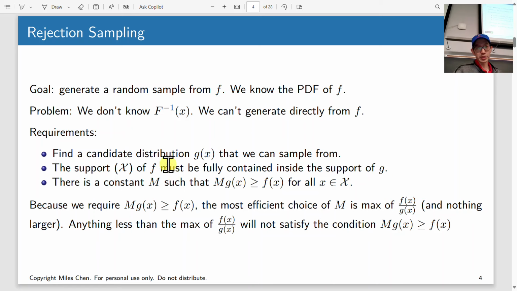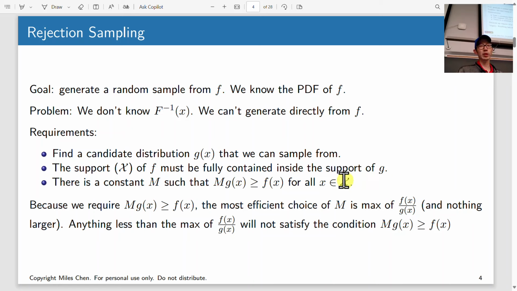Anyway, this is what we need. We have a distribution G that we are able to sample from. The support of F has to be fully contained within the support of G. And the other thing is there has to be some constant M, a constant that is less than infinity, such that when you multiply M times the PDF G, it is greater than or equal to the PDF of F for all values of X. Okay, so this is important.